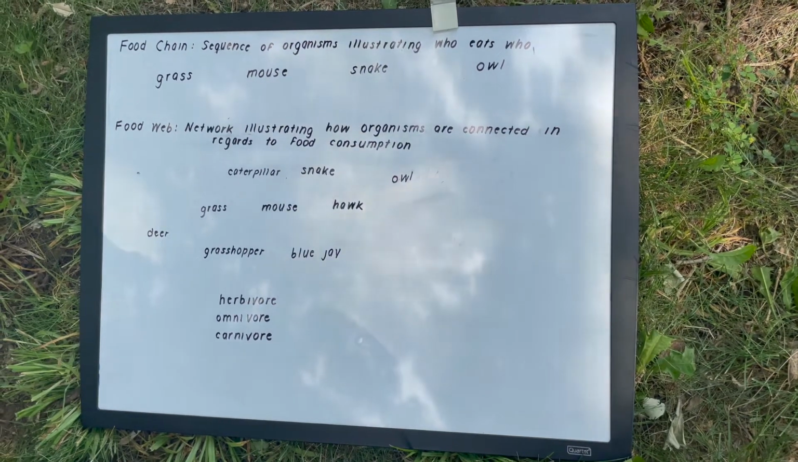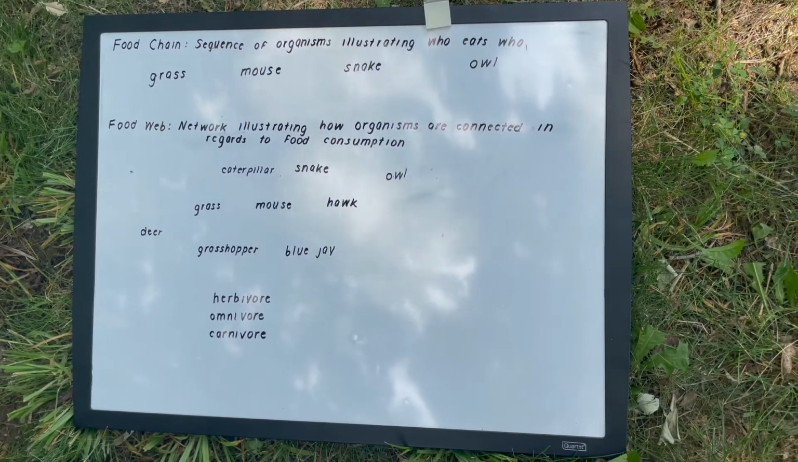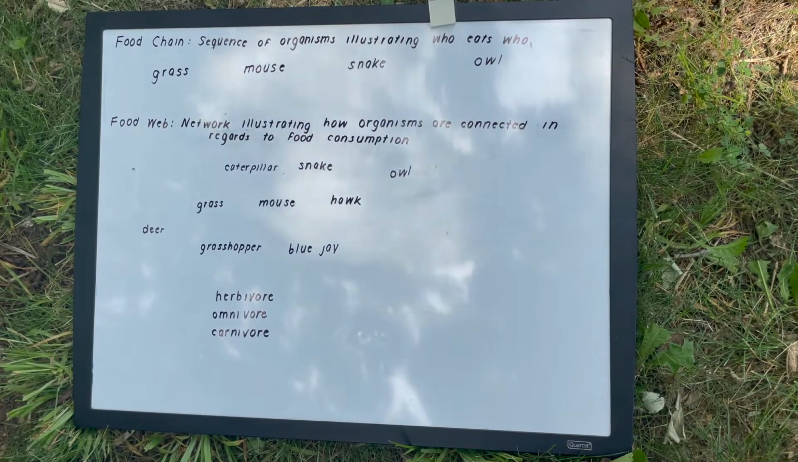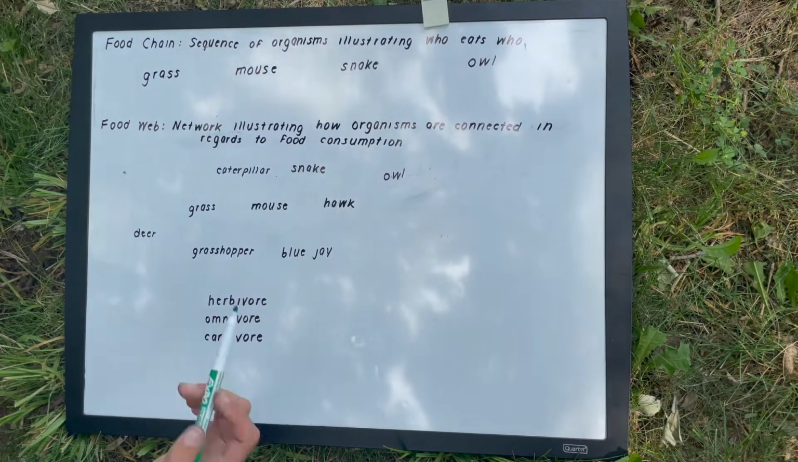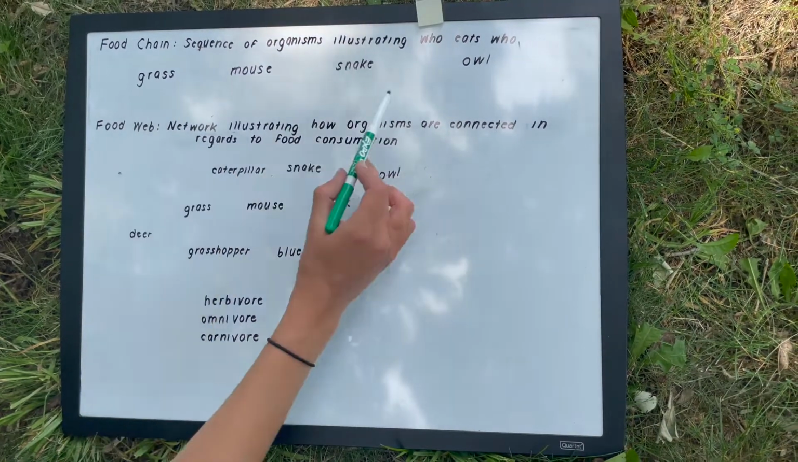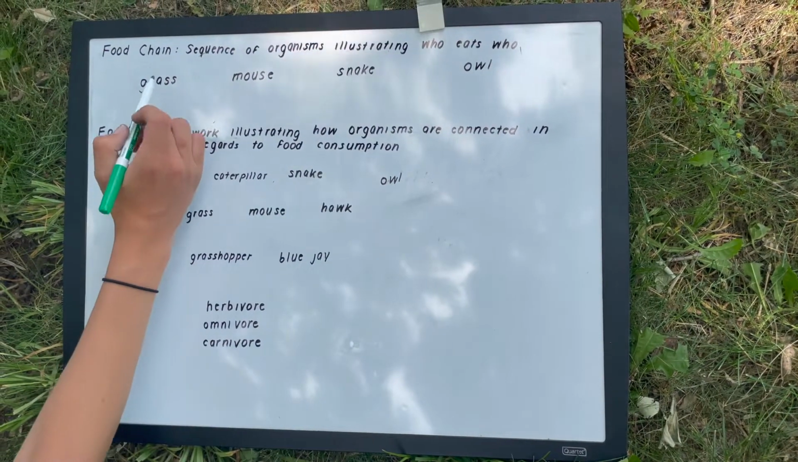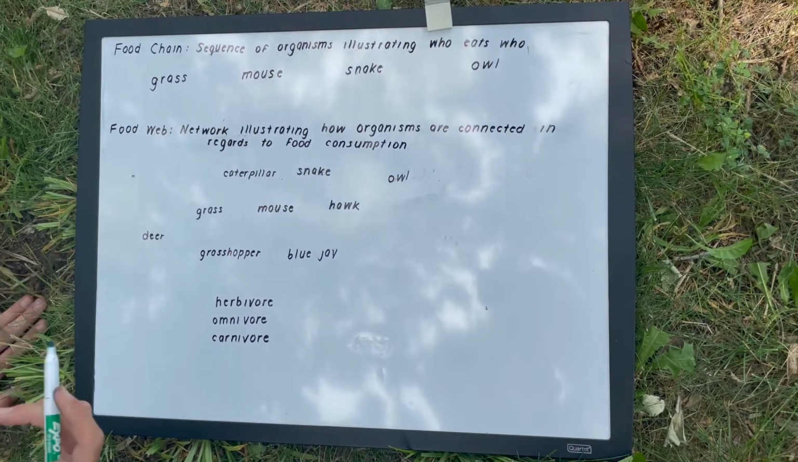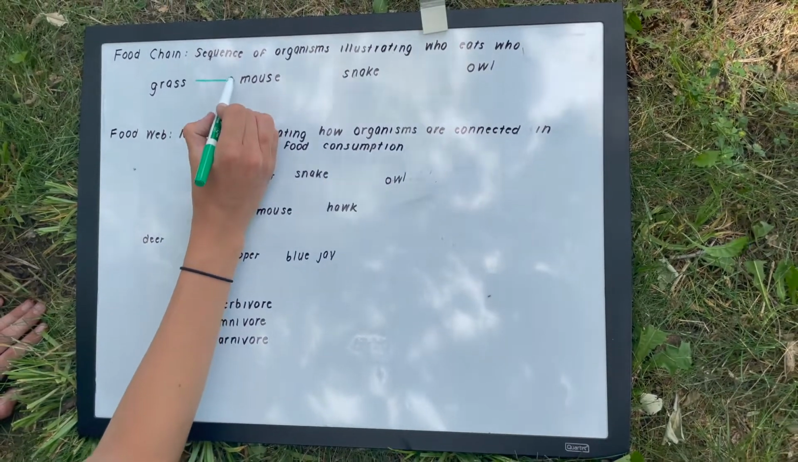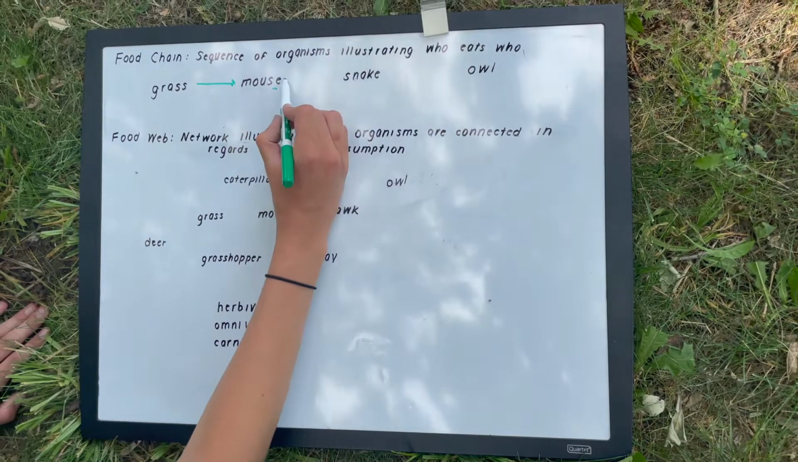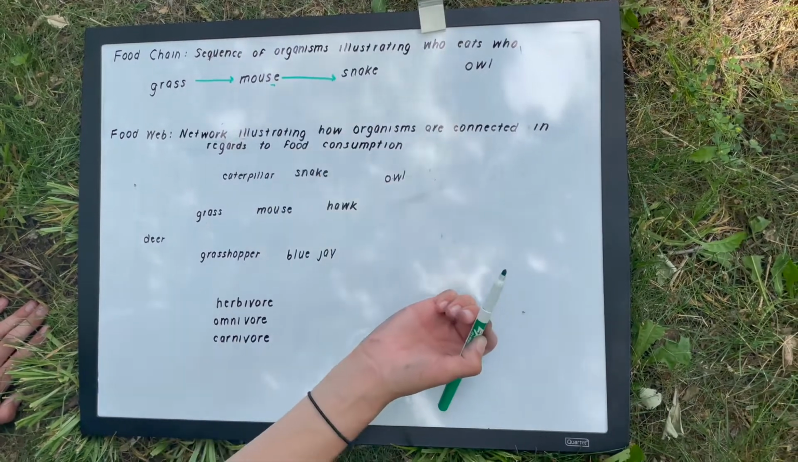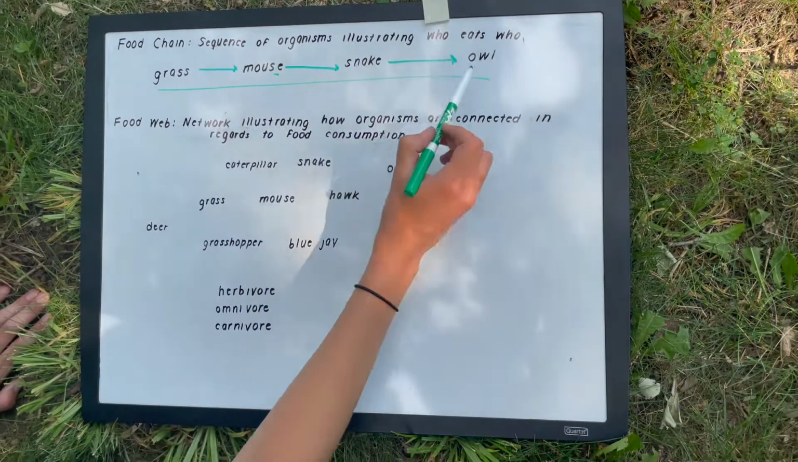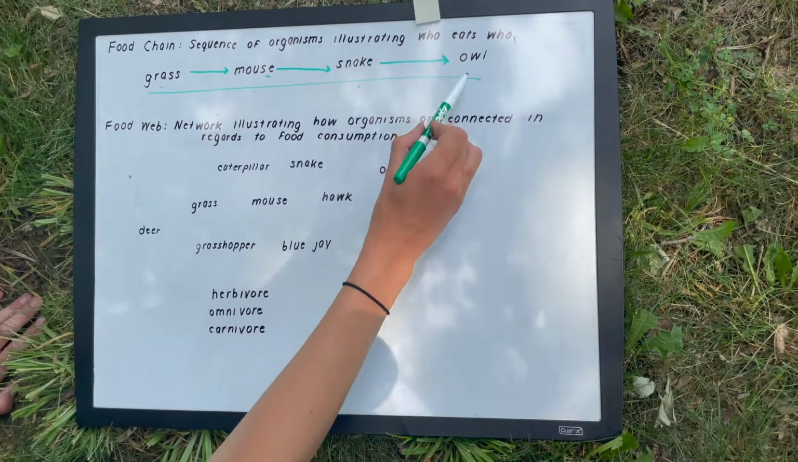To begin, we're going to discuss food chains. So food chains are sequences of organisms illustrating who eats who in a biological community. For our example, we're going to look at these 4 organisms. Grass, as we will learn later, is going to be our primary producer, which is then consumed by the mouse, who is a consumer, and then the snake, and then the owl. So we see this linear progression of who is eating who.